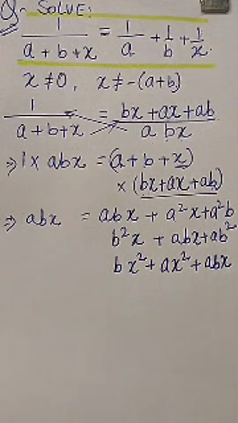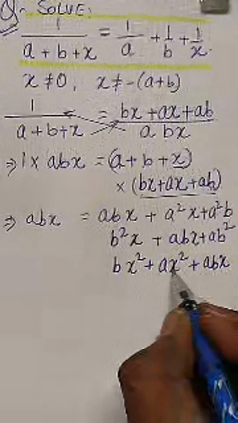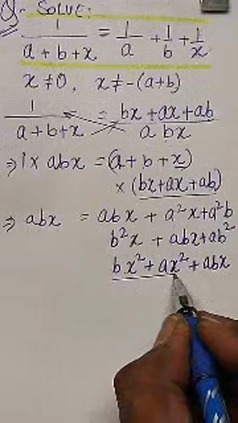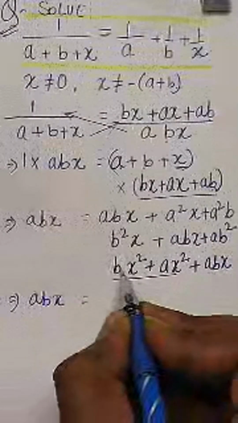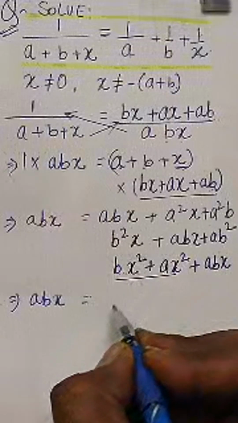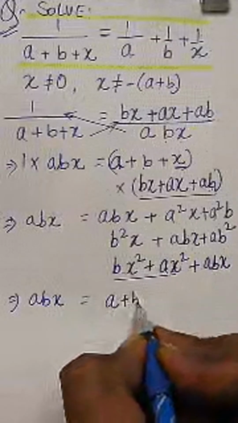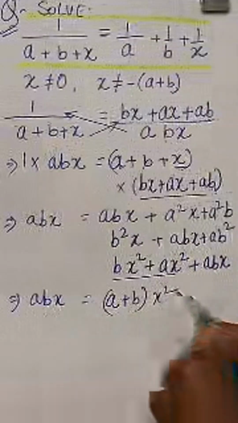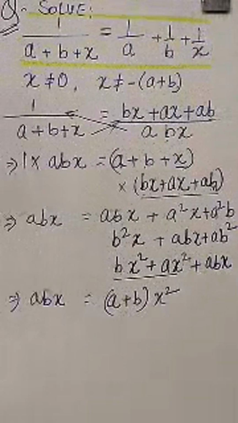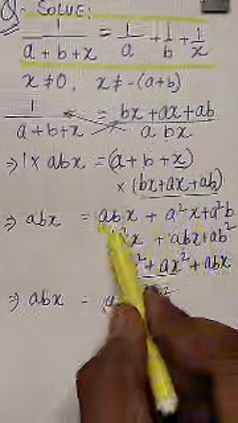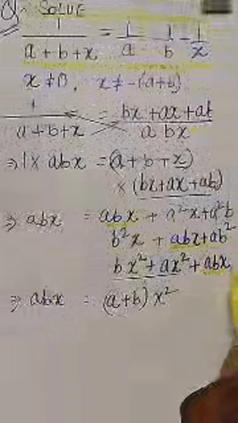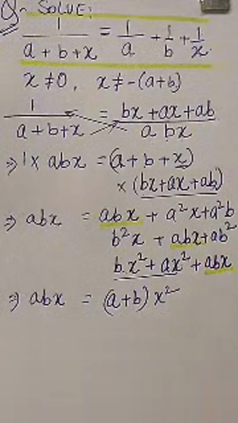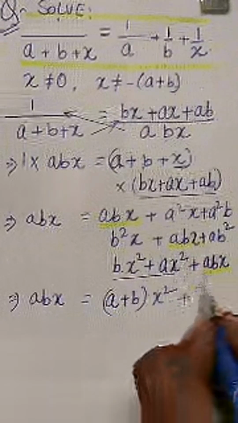Now take the like terms together. First consider the terms with x square. Just write abx on the LHS, and on the RHS ax square plus bx square can be written as a plus b times x square. Now take the terms with x: this abx, then abx, then abx. So 3 times abx, like terms together.